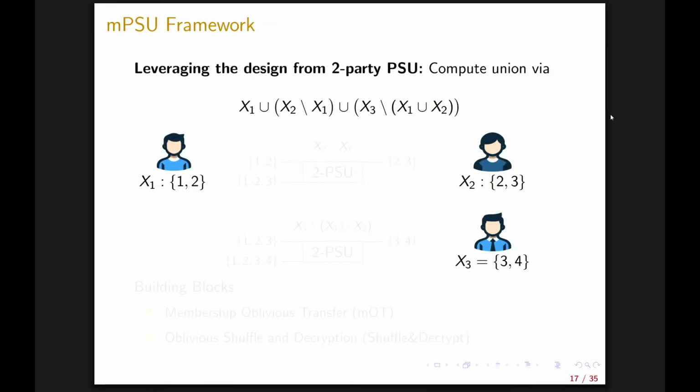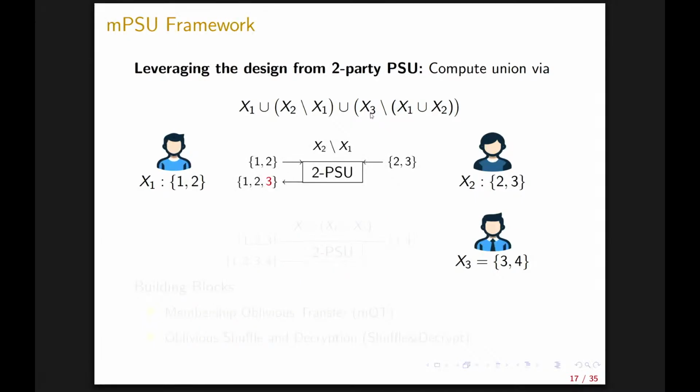The key idea is that we follow this equation. First, you want to keep X1. And the second one is you want to remove duplication. Every item that belongs to X1, you want to remove, right? And you keep the difference between X2 and X1. And you do the same thing for X3: you remove duplication, you remove everything appearing in X1 and X2. That is how you can do the unions.